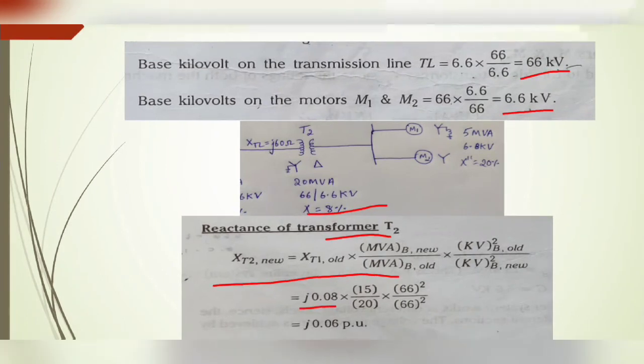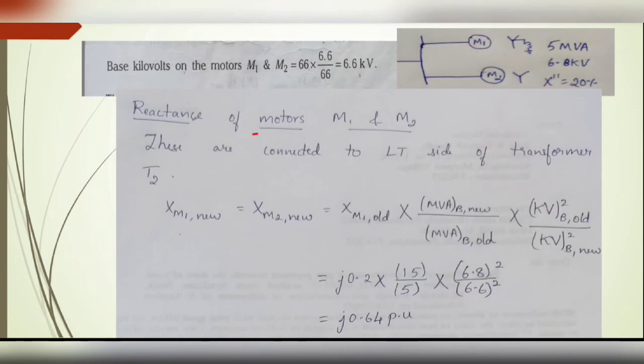X is equal to 8%, which is nothing but J 0.08. New and old MVA value is 15 and 20 MVA. The old value can be 66 kilovolt or 6.6 kilovolt. If the old value is selected as 6.6 kilovolt, then the new value will be the KV based on motor side, which is nothing but 6.6 kilovolt. If the old value is selected as 66 kilovolt, then the new value will be the KV based on transmission line, which is 66 kilovolt, which is equal to J 0.06 pu.